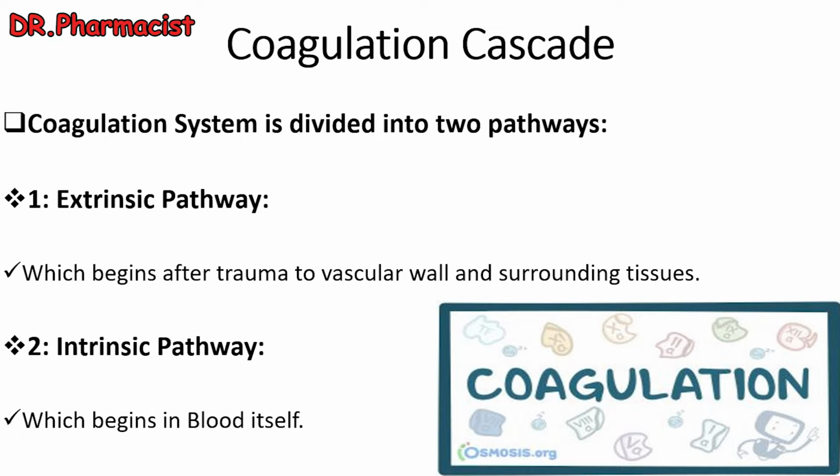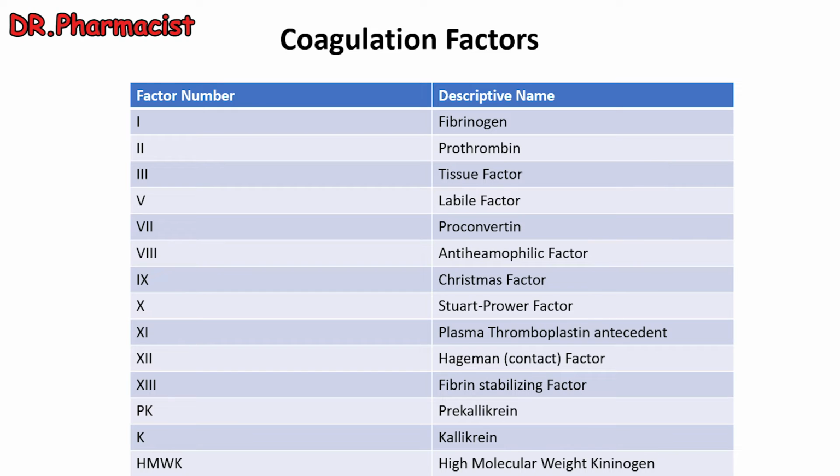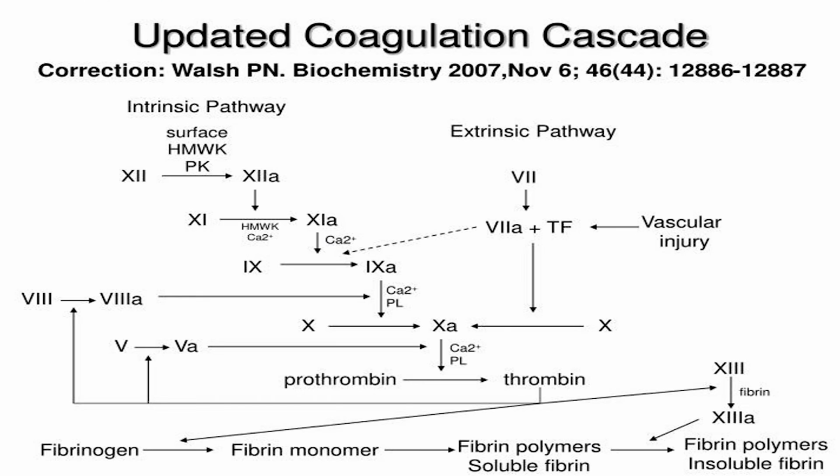The first pathway is called the extrinsic pathway, which begins after a trauma to the vascular wall and surrounding tissues, and the second pathway is called the intrinsic pathway, which begins in the blood itself. Here in this table we have all the coagulation factors we need in the coagulation cascade. You can take a look at each factor and its name. And now to understand the coagulation cascade.